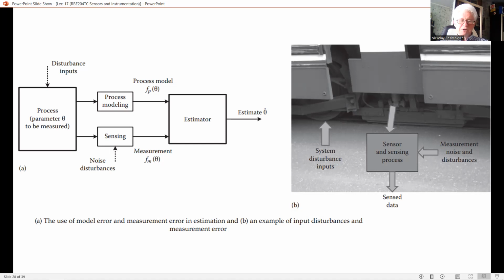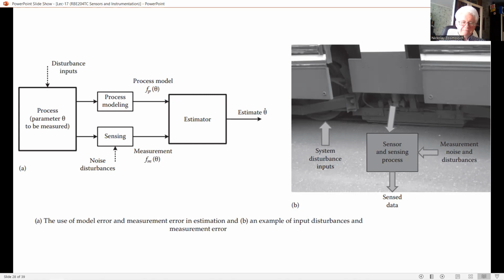The underlying concept is schematically shown in this figure. The process model is shown here as a function F_t of theta. Theta is a quantity which is to be measured. In some situations, this function may be nonlinear and dynamic, or not an algebraic function but a differential equation. And it may also include unknown and random effects. In other words, there can be model error.